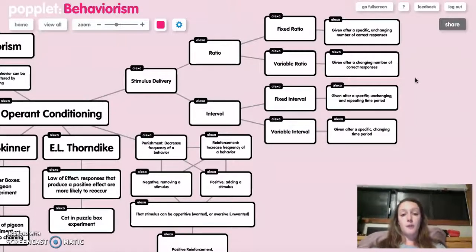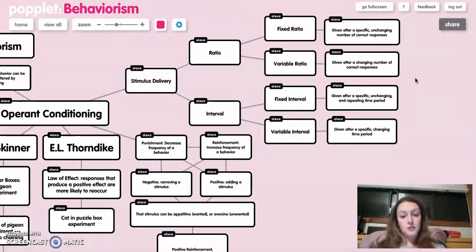And then quite the opposite for the variable ratio. It's given after a number of correct responses that changes over time. So the first time, if I did something correctly 10 times in a row, okay, I get it after the 10th time. Next round, I'd get it after the 4th time. Next round, I'd get it after the 3rd time, etc.